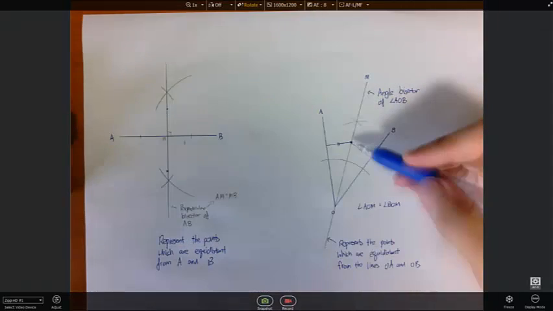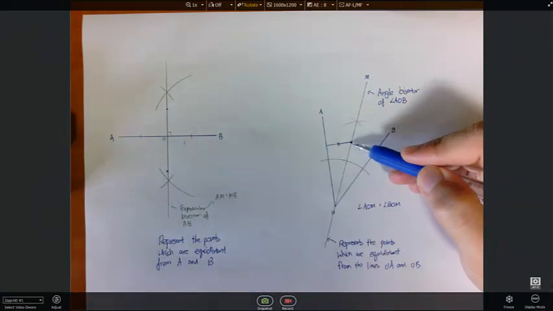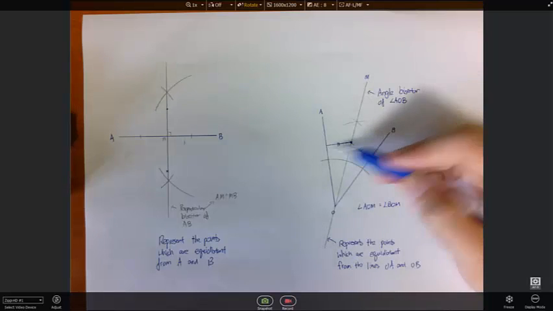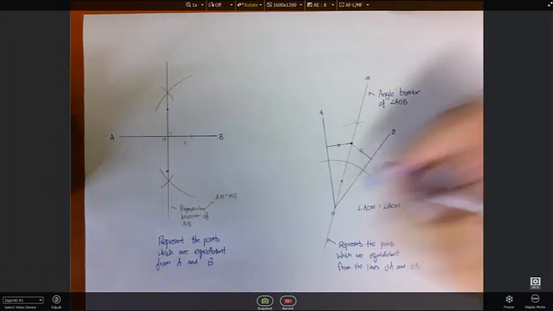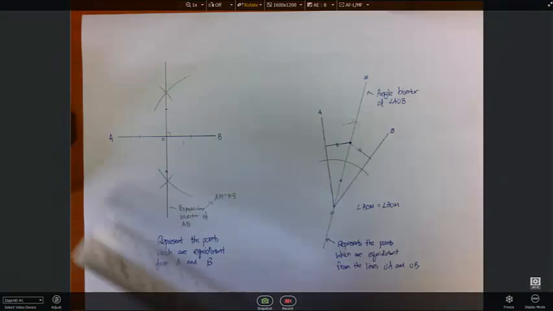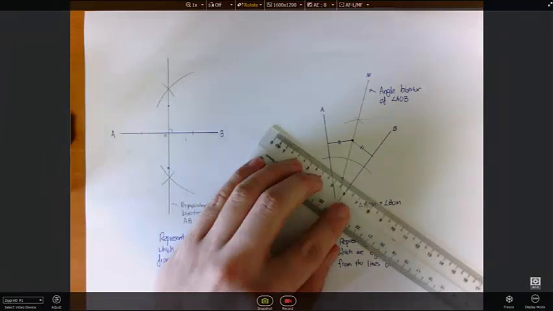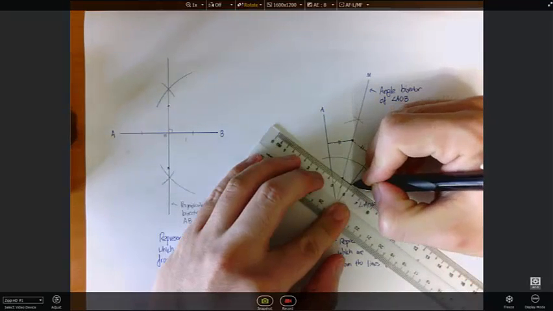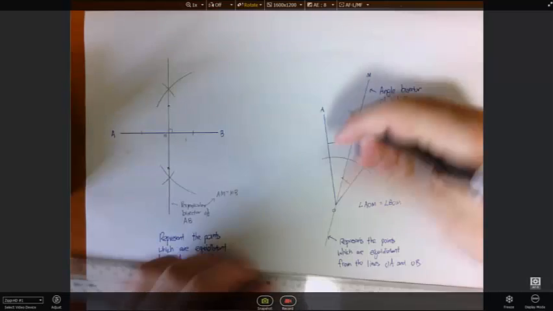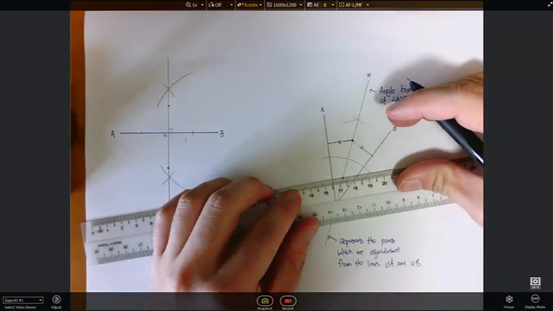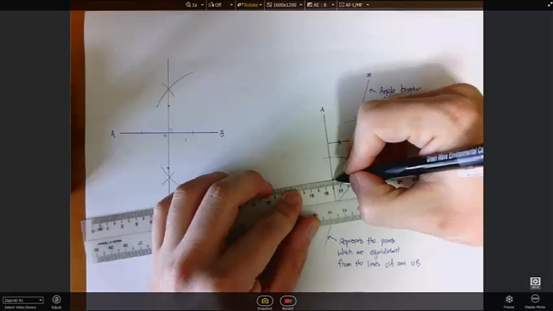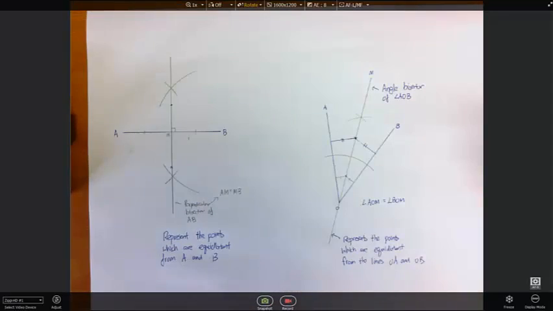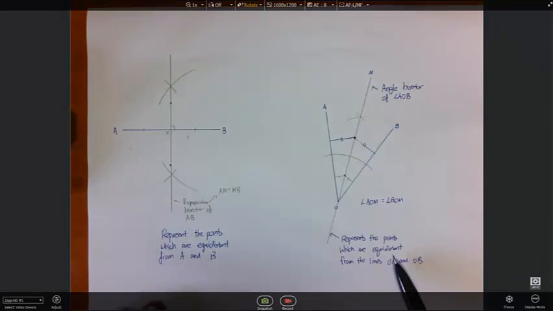That's why this is a collection of points. This is one point I show you, which is the same distance from the line OB and OA. If let's say you pick another point here, same thing also. If you were to measure the distance, you will see that this distance here from the collection of points, the angle bisector, will be equal to this distance here as well. That's what it means by the points. It represents all the points which are equidistant from the lines OA and OB.